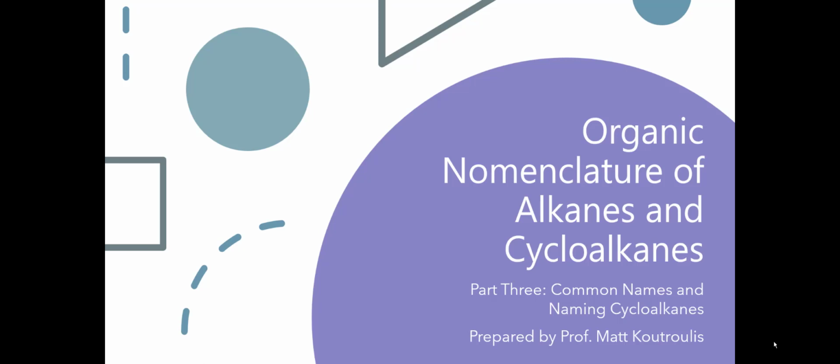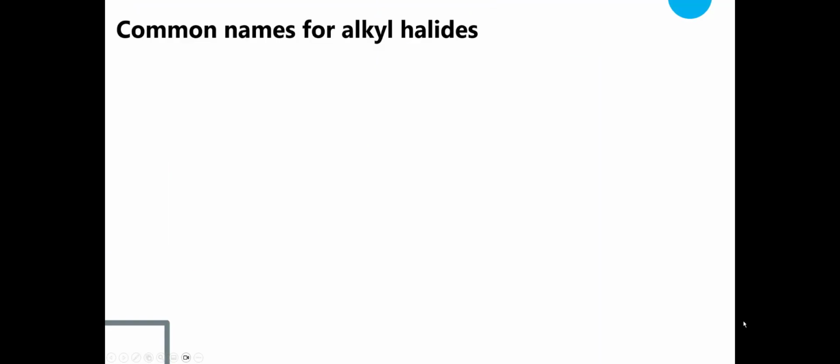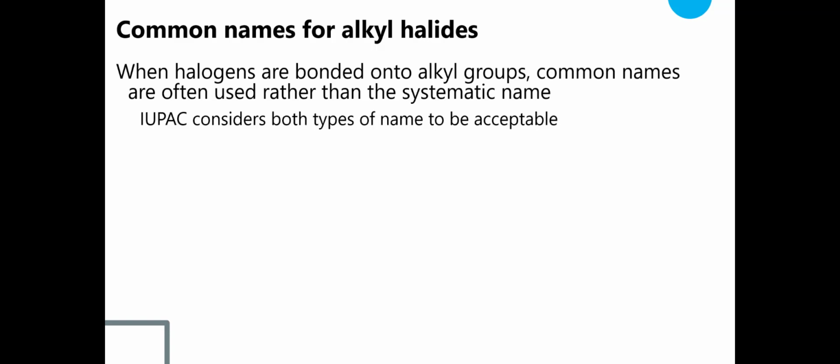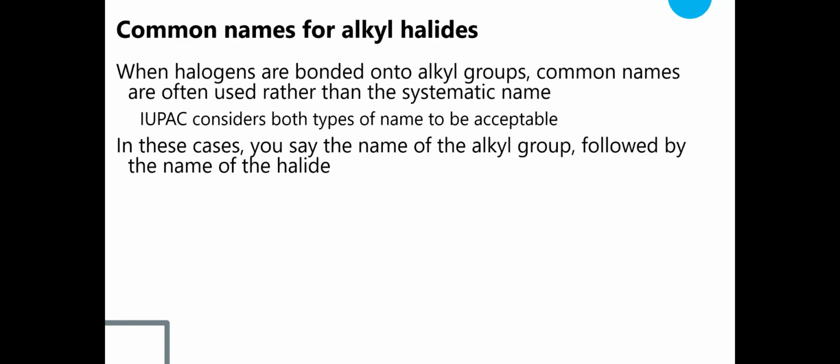In this third video on the naming of alkanes, cycloalkanes, and alkyl halides, we'll take a look at the use of some common names, and we'll get into the naming of cycloalkanes. We'll start off here with looking at these alkyl halides and common names. When we have particularly simple alkyl groups attached to a halogen, for example a methyl group or an ethyl group, we often use what we'll call a common name in place of the systematic name, and IUPAC generally allows this.